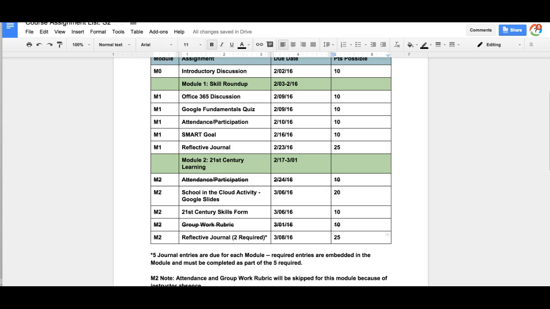Coming back over here to the course assignments page, I took the attendance participation out. I took the group work rubric out, so you do not have to worry about those. The Google Slides presentation, which I just described, is worth 20 points. Filling in that form is worth 10, and then don't forget you have 5 reflective journals to go.